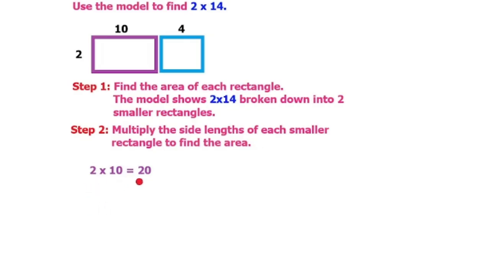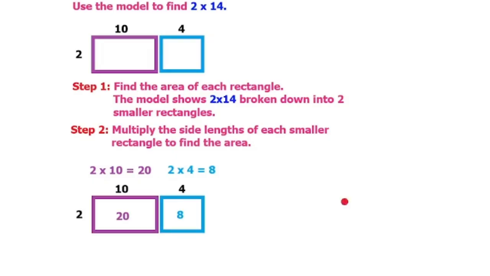For the purple one, 2 by 10 equals 20, right? 2 times 10 equals 20. For the blue one, 2 times 4 equals 8. So that's the area of the blue one. Let's see how that looks so that we can break it down completely into its components. The area of the purple one is 20 and the area of the blue one is 8.